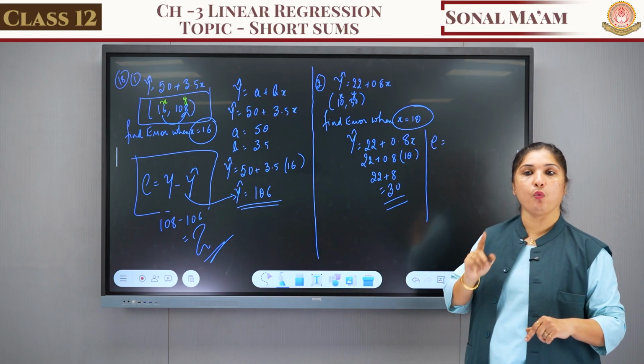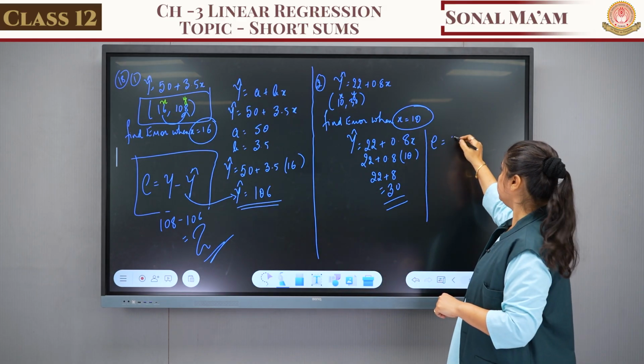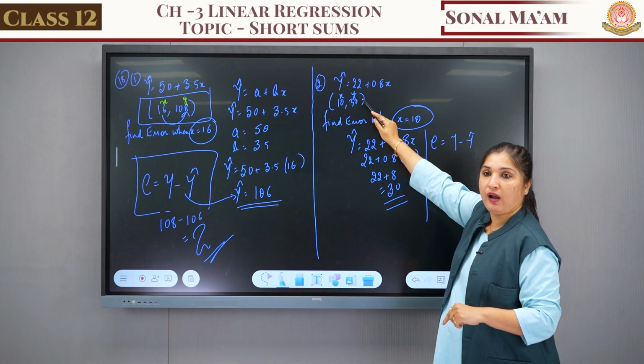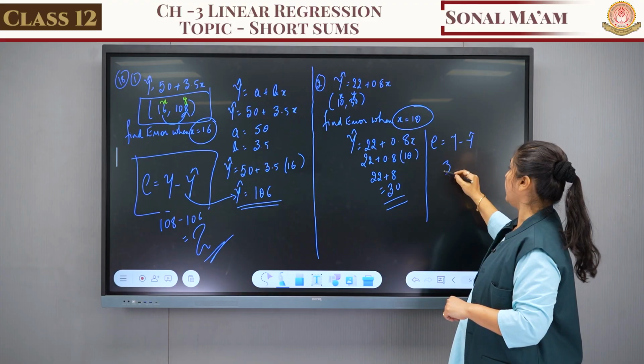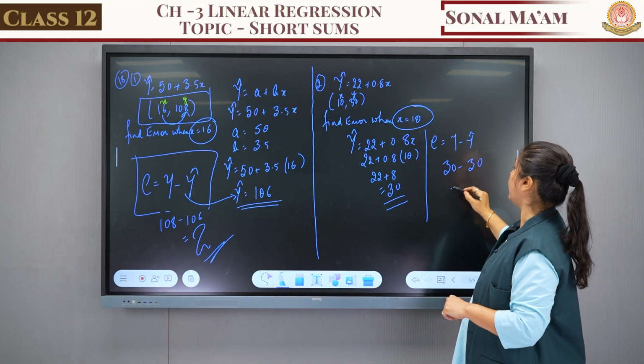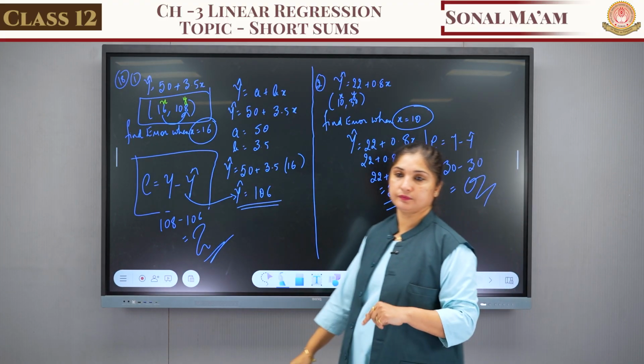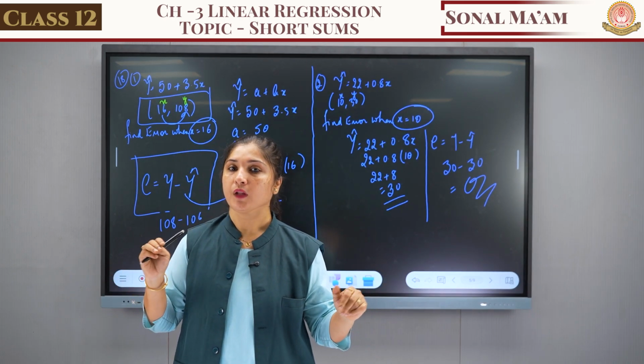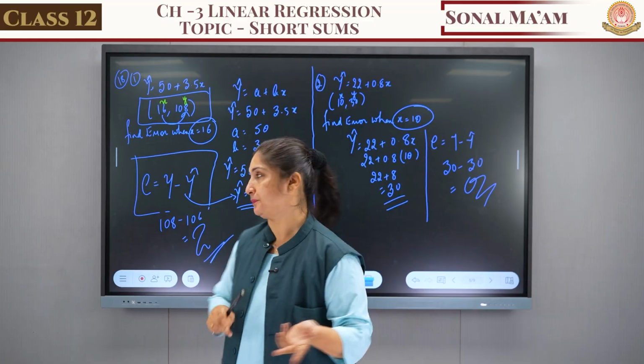Error is what? Y minus y cap. When x is 10, y is 30, and y cap is also 30. There is no error. Can you see? There is no error. Actual and estimated both came out the same. Understanding? So it is the same.